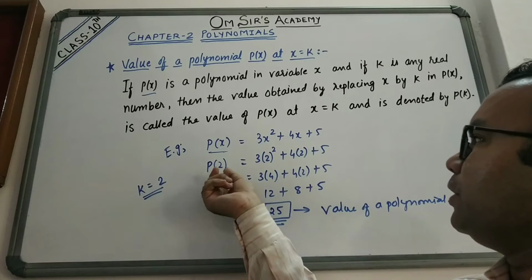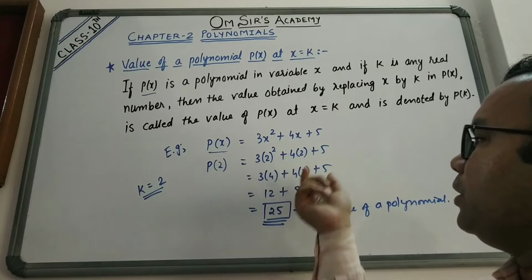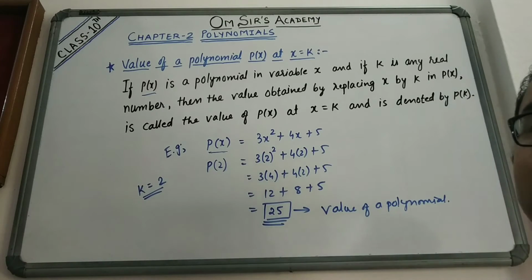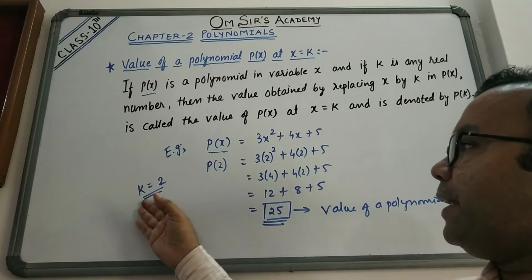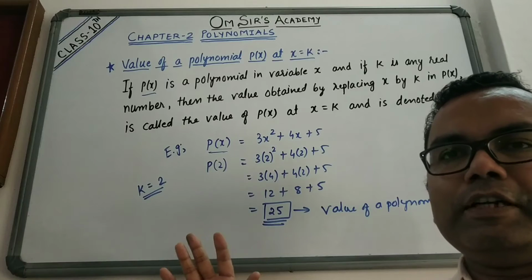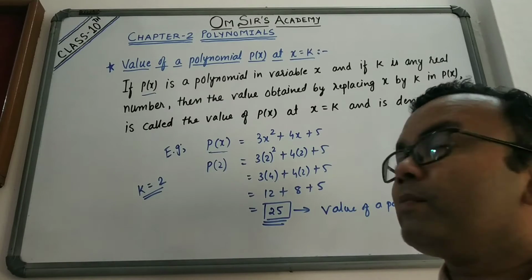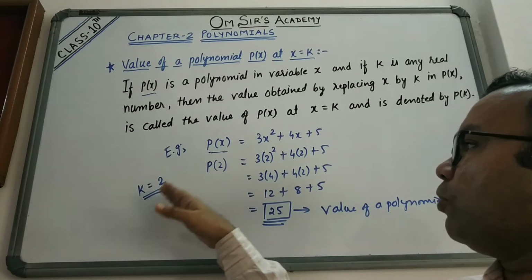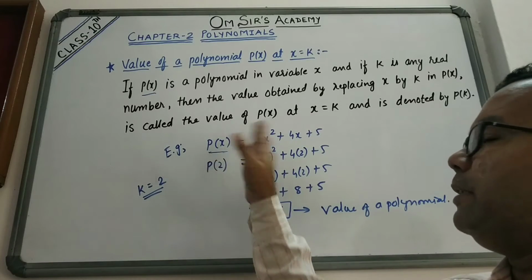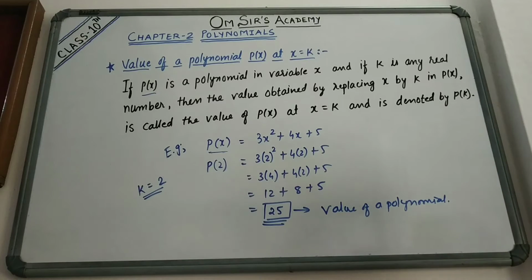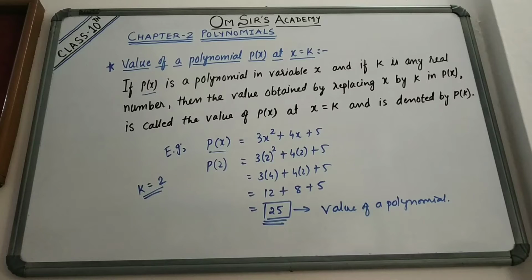When you substitute that value of k or real number in place of x variable, whatever answer you get is called as the value of a polynomial. So k over here is a real number. It can be positive, negative, in terms of fraction also. So we have to just substitute the value of k or whatever the real number given in place of variable x. So hope this is clear friends. Now let us move to the next topic.